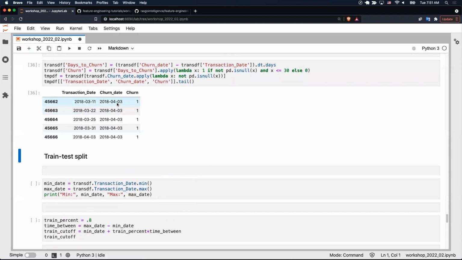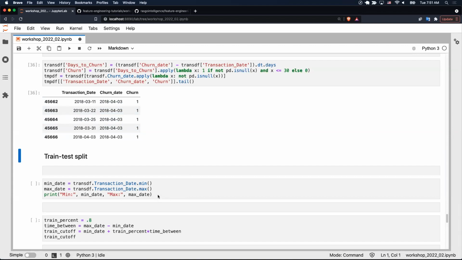So we can see the churn date. We can see we're within 30 days. All of those are marked. Okay. Not really relevant to this. It's not a feature engineering process. It's just how do I define churn?